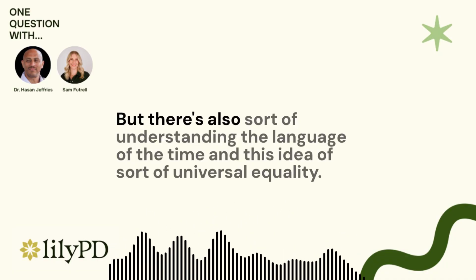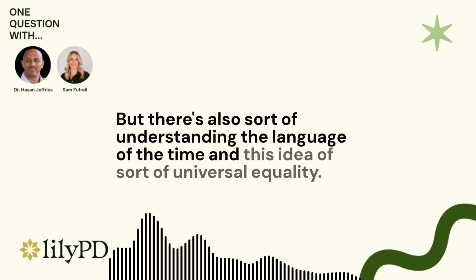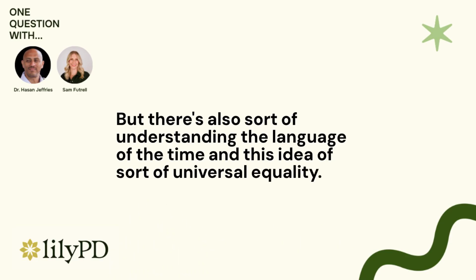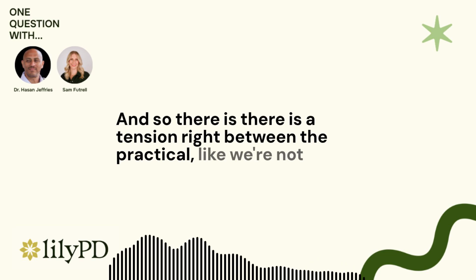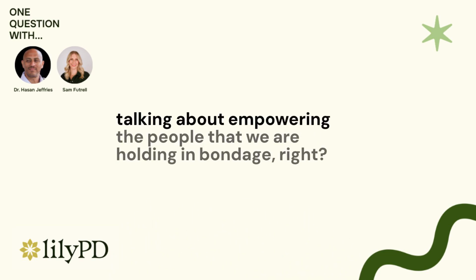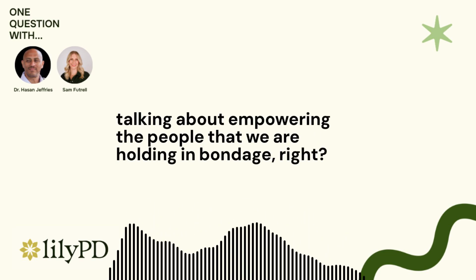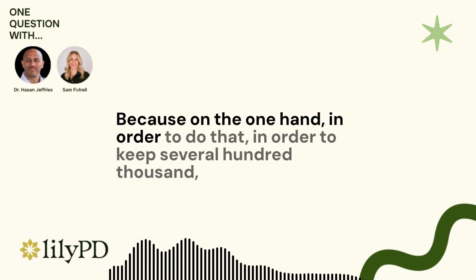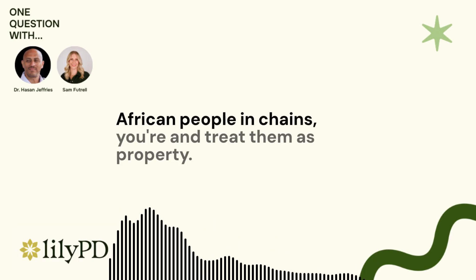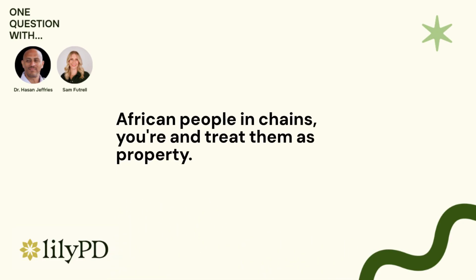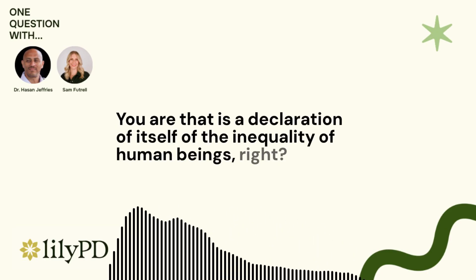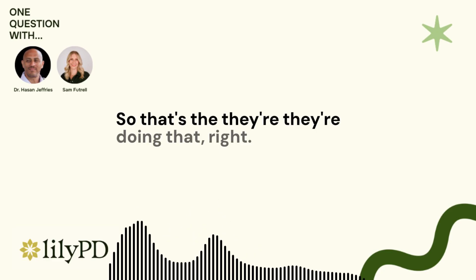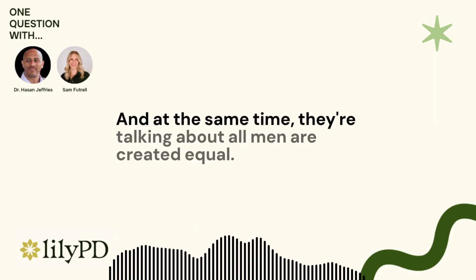But there's also understanding the language of the time and this idea of universal equality. And so there is a tension, right, between the practical, like we're not talking about empowering the people that we are holding in bondage, right? Because on the one hand, in order to keep several hundred thousand African people in chains and treat them as property, that is a declaration in itself of the inequality of human beings, right? So they're doing that, and at the same time, they're talking about all men are created equal.